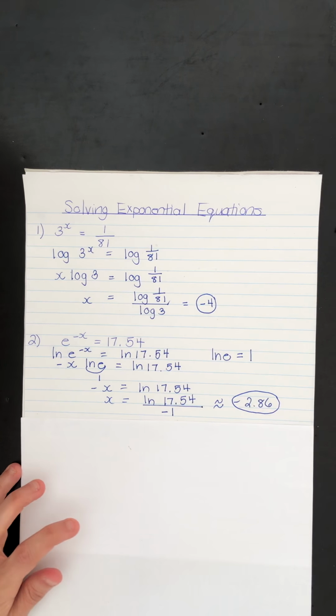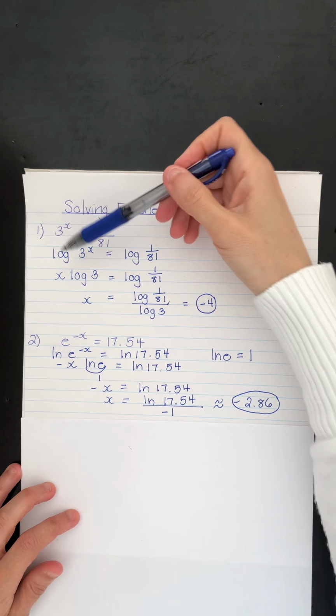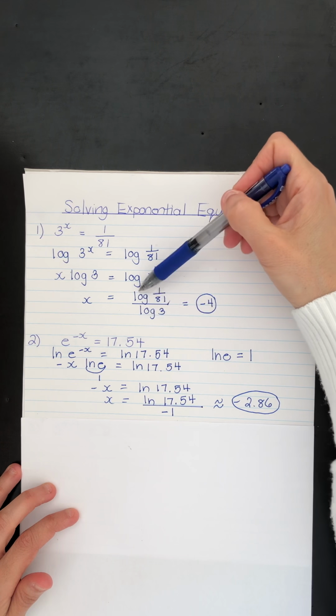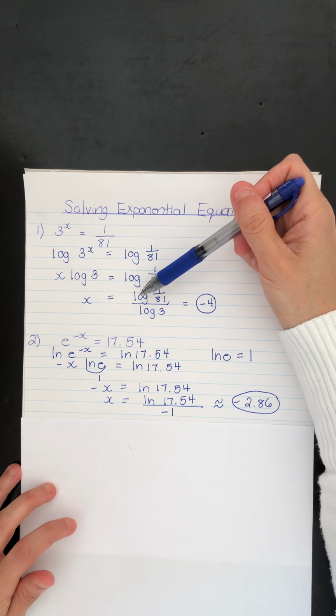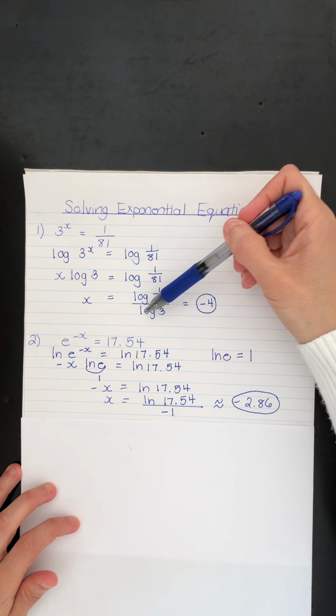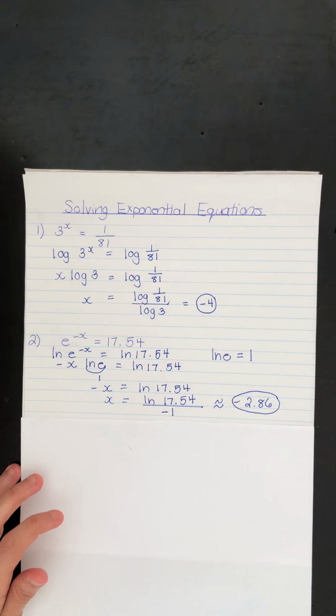It's important to note here that we could have used ln in example 1 as well, the whole way through. If you punch into your calculator the ln of 1 over 81 divided by the ln of 3, you will also get -4.